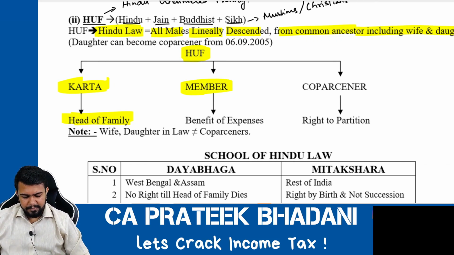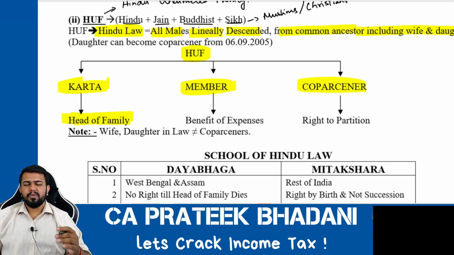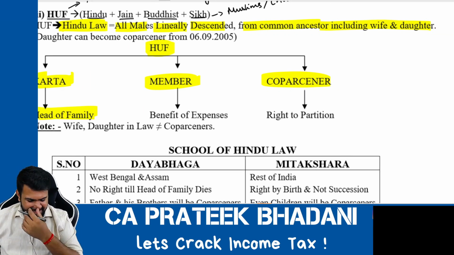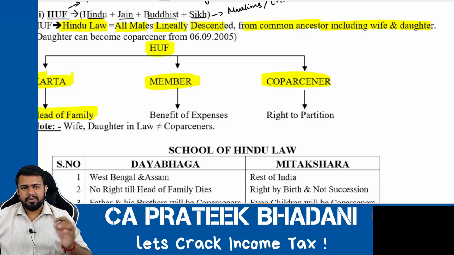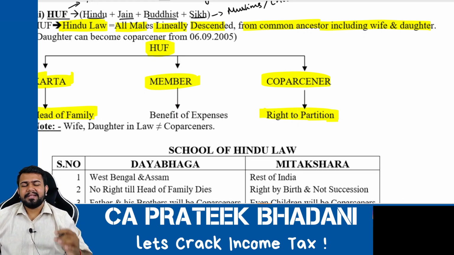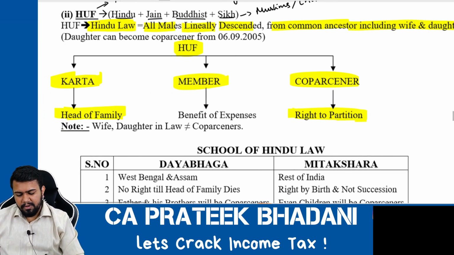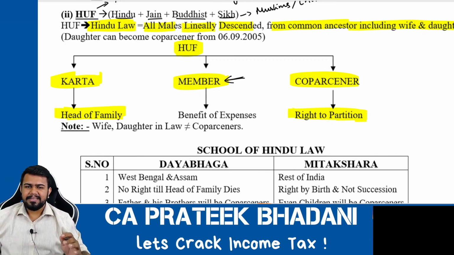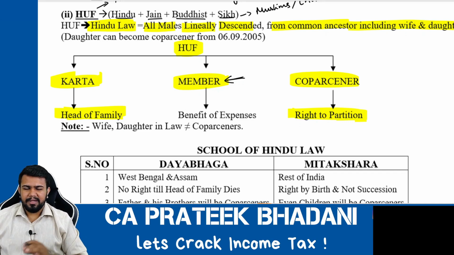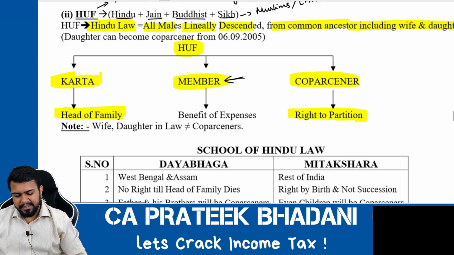Next, member and co-partners. Members means whom? All the members of the Hindu undivided family will be called members. Okay. Then who are co-partners? Co-partners are the members of the Hindu undivided family who are also having the right to partition or right to property of the family. They are having the right in the property of the family. Then what about members? Do members do not have any rights? Answer is no. Members will not have any right to the property, okay, family property. However, they are having the right of expenses. Expenses of the family.